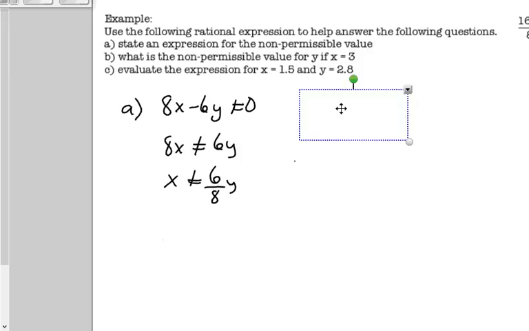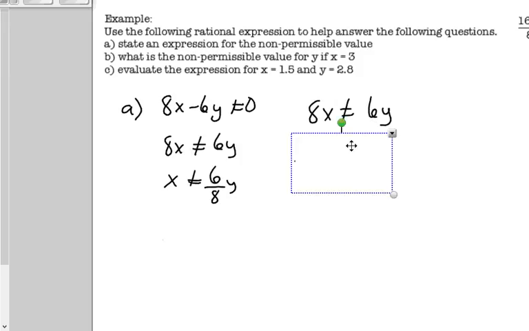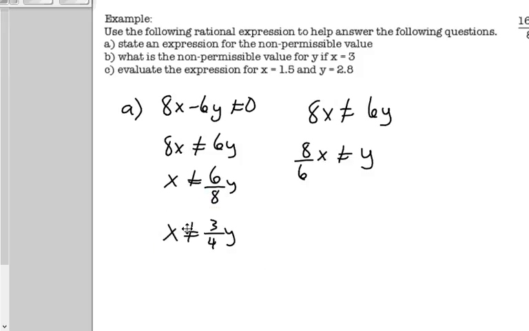Now we need to do the same thing for y. Again, we're looking at the same equation. We're going to move the 6y over. This time we want to isolate y, so we're going to divide both sides by 6 to give us 8 over 6 x cannot equal y. Going back to the original one, I didn't simplify, so x actually cannot equal 3 over 4 y. We have to simplify this one, and y cannot equal 4 over 3 multiplied by x.